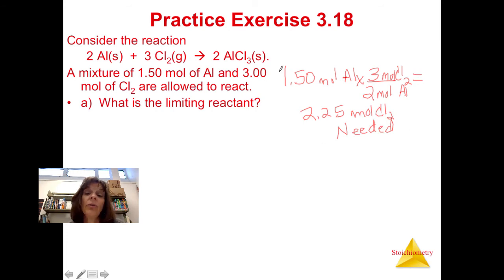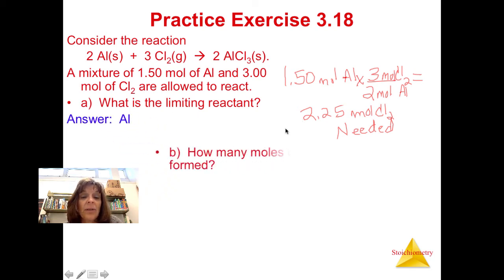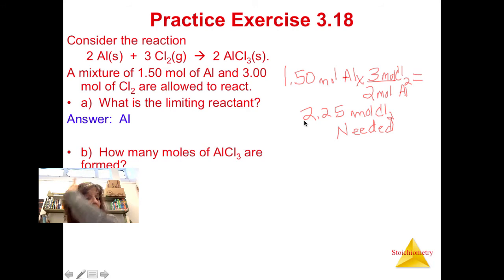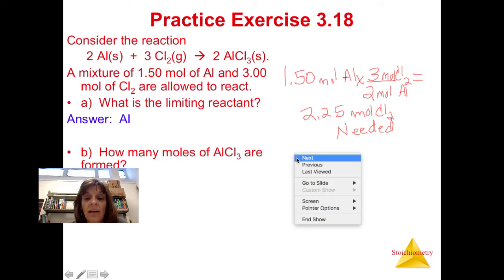Now you have 3 moles. So that tells you, think about it, which one's going to run out first. In this case, it will be the aluminum because you have plenty of chlorine to use up all of the aluminum. So, limiting reactant is aluminum. So now, how many moles of aluminum chloride are you going to make?